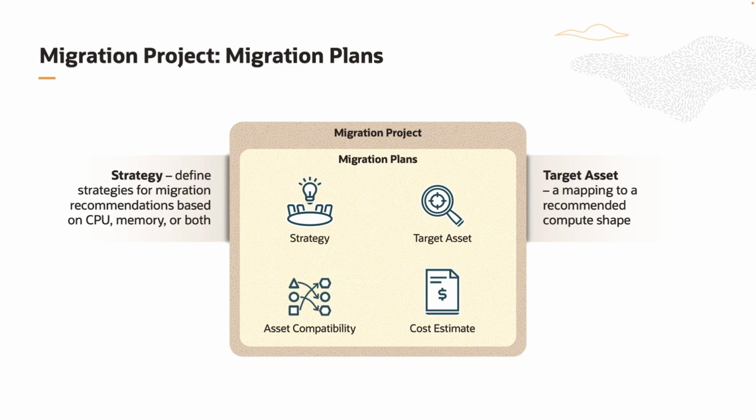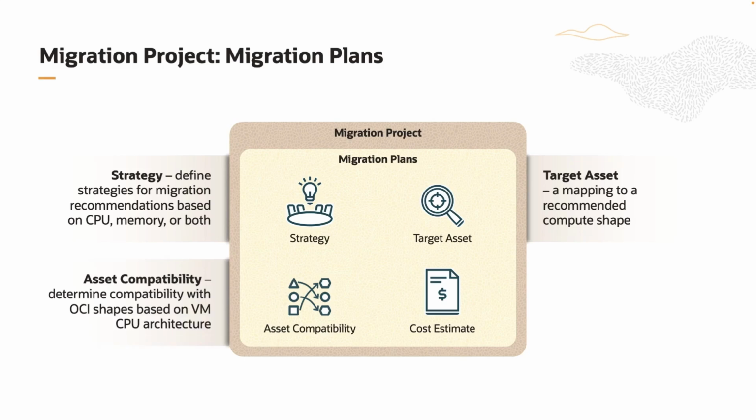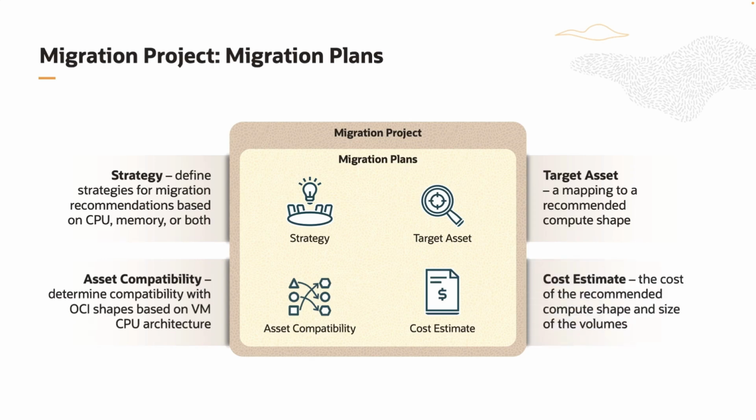VMs use different CPU architectures. So one of the purposes of the migration plan is to check the asset compatibility with OCI compute shapes, depending on the architecture. And then cost estimate is a critical one. OCM service considers the cost of the recommended compute shape and size of the volumes that are to be used by the VM. The cost estimate would let you know approximately how much it is going to cost to run those instances in OCI, so that you can make decisions to modify that into another shape with a lower cost.